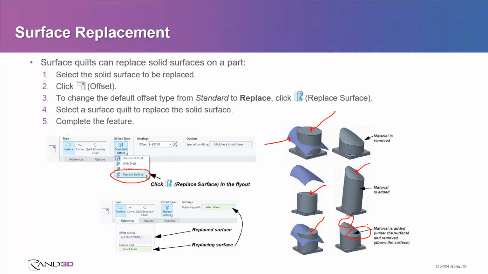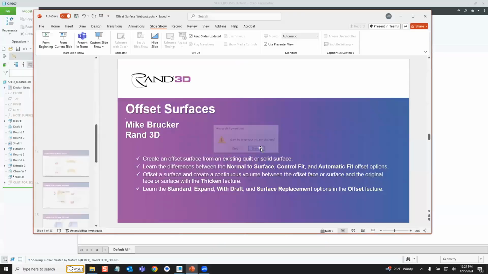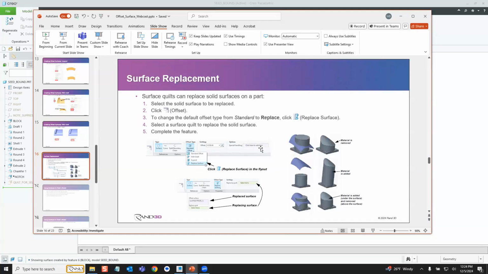So again, we have 4 options within the offset. You have the standard offset. There's one called expand, another one called with draft. It's really an expand with draft. And then that 4th option was the surface replacement.